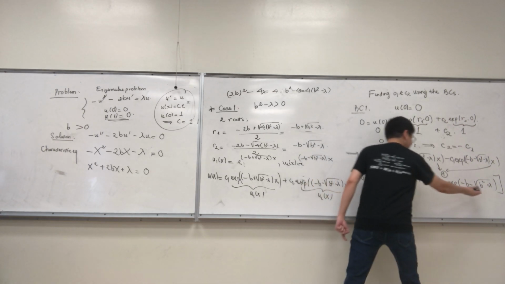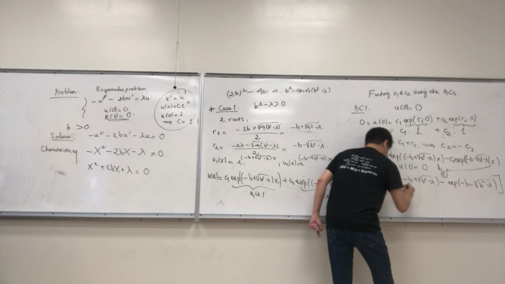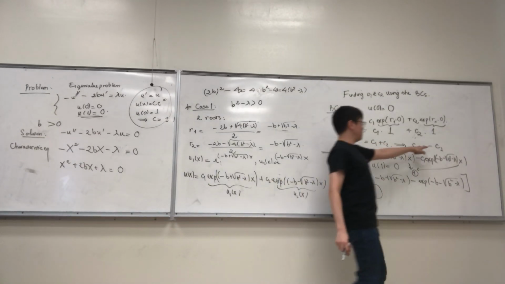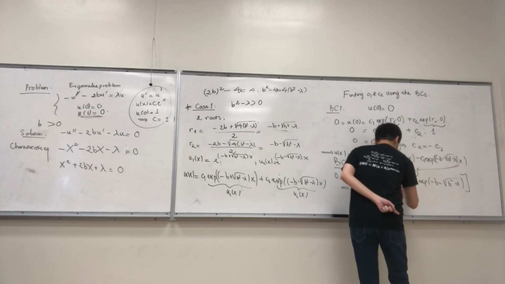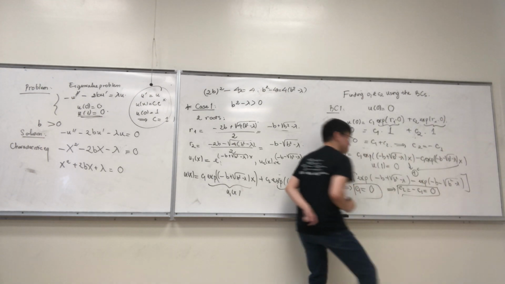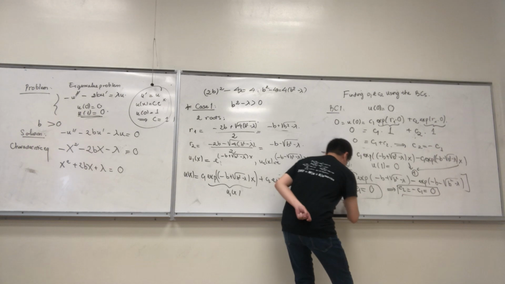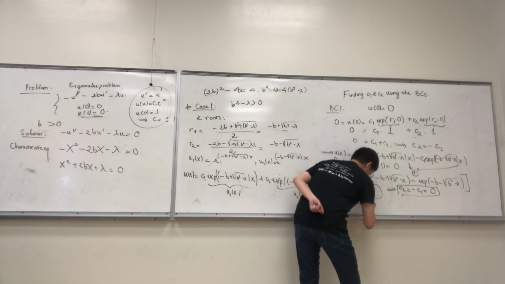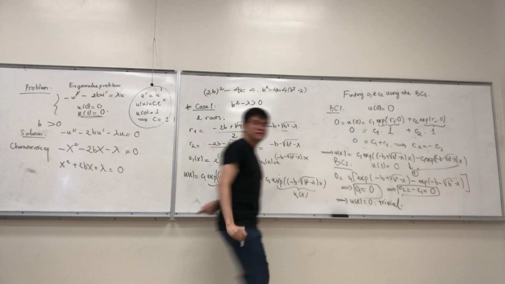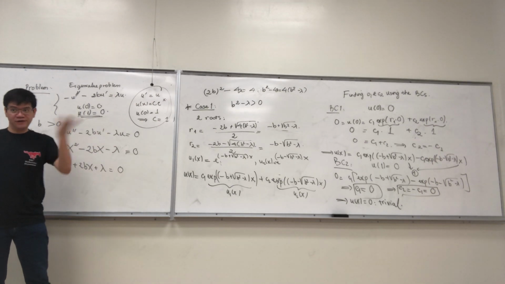Because this is different from 0, which means that c1 is 0. You know that c2 is minus c1, right? So c2 is also 0. Right? Which means that the solution u is 0. And this is trivial. So basically this is a trivial solution, so we don't admit it as an eigenfunction or eigenvector.